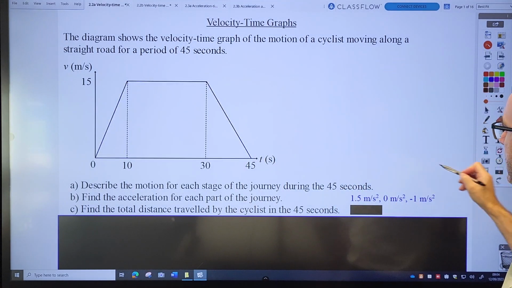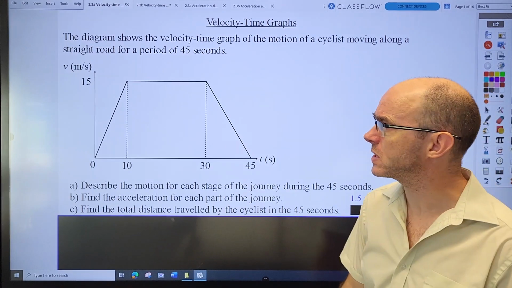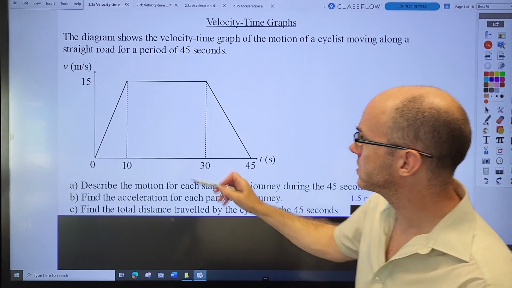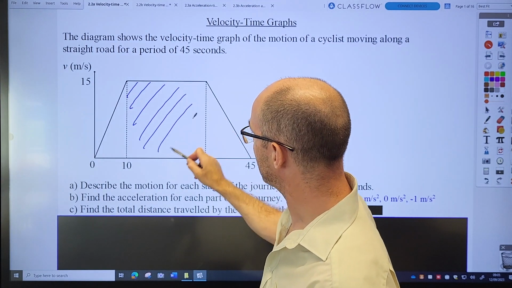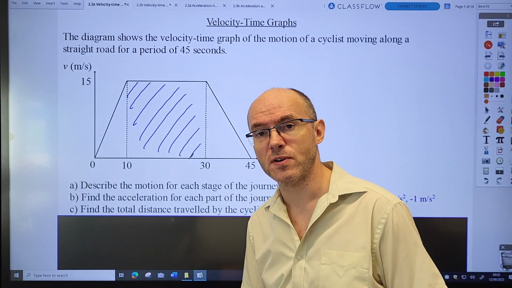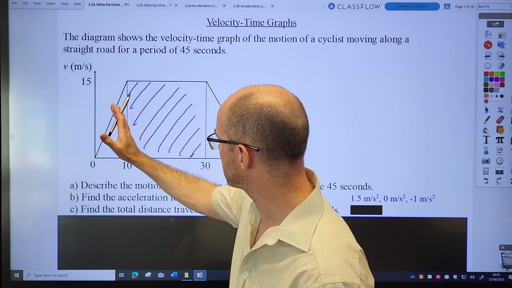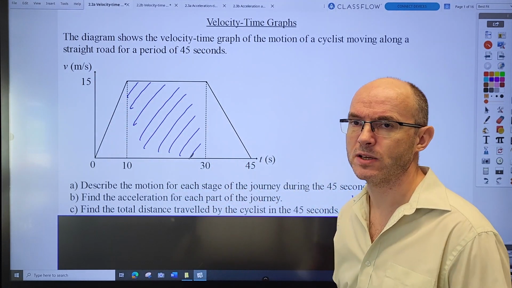Well, I no longer need that anymore. Total distance travelled. Okay. Well, let's just consider this bit here first of all, because I'm just going to show you how a velocity time graph can be used to find the distance travelled. Let's work out the distance travelled between t equals 10 and t equals 30.